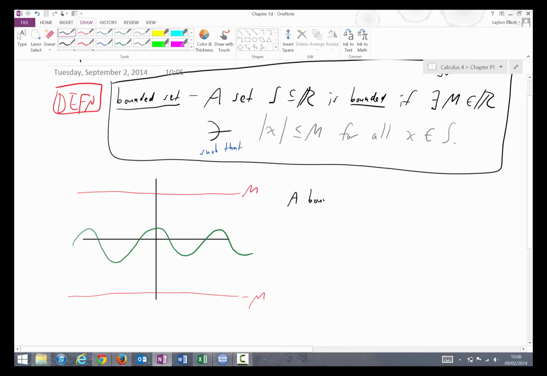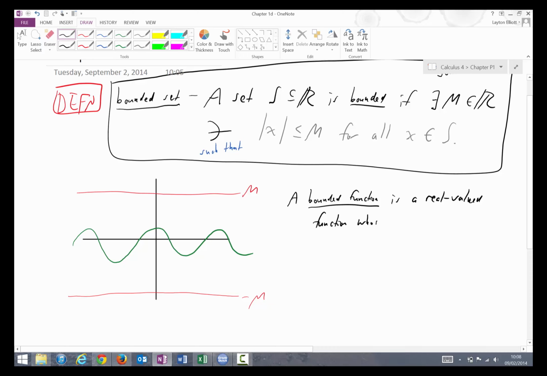A bounded function, which is a separate definition, is a real valued function whose image is bounded. Remember, image is like range. And so on the left here, I can clearly see that my f of x values are bounded. They're bounded by m and bounded by negative m. And that m could actually get a little tighter. I could come in a little bit closer and get a better m. So maybe this is my m right here. And I can get extremely, extremely close. And if it was a pure sine graph or a pure cosine graph, then m would be 1.